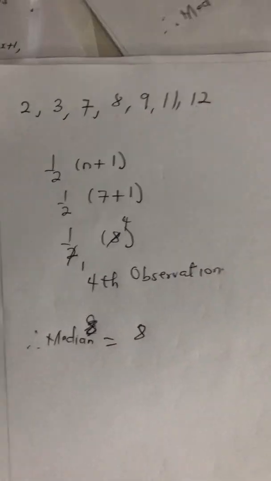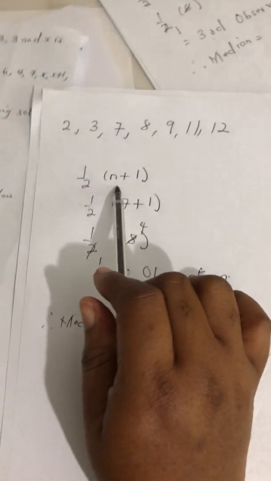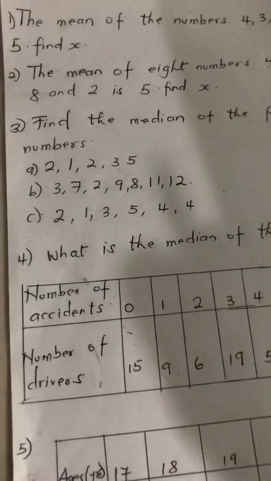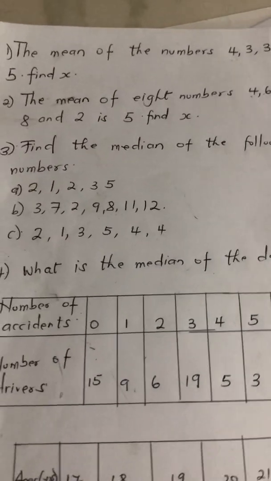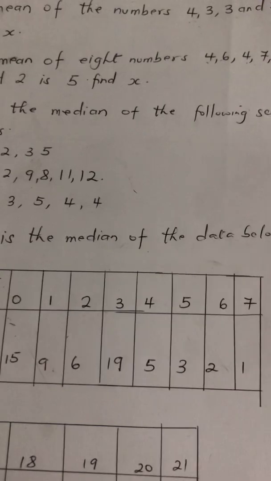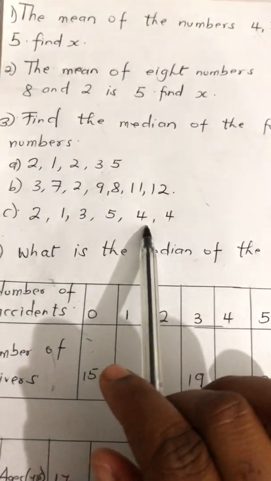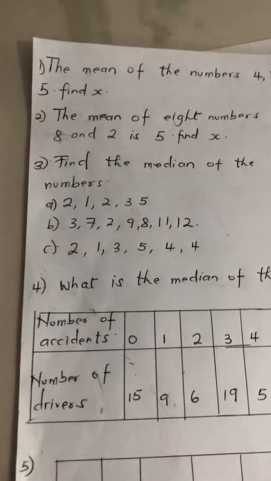Now we have been talking about when the number of members is an odd number. Now what if it's an even number? Let's see how that one is also solved. So let's pick the C. The C is 2, 1, 3, 5, 4, 4. Now the first step is you arrange them in ascending order. So we have 1, 2, 3, 4, 4, and 5. Okay, so you see I've arranged them. If the number is appearing 10 times, write it 10 times. If it's appearing 5 times, repeat the number 5 times.